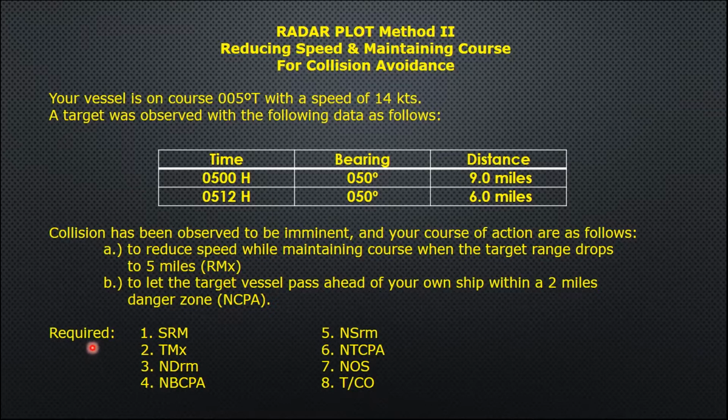For your required items. Number 1, SRM. Number 2, TMX. Number 3, new DRM. Number 4, new BCPA. Number 5, new SRM. Number 6, new time of CPA. Number 7, new own course, new own speed. And number 8, target true course. To proceed with our plotting.